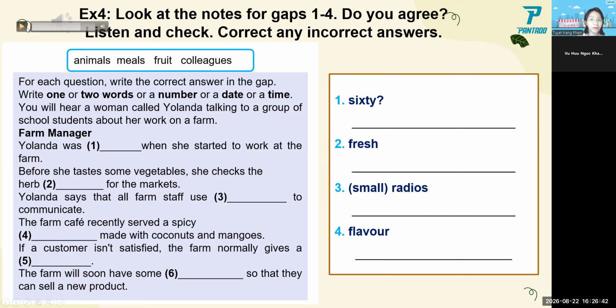If they are not correct, incorrect, please correct them with the correct answer. To sell.